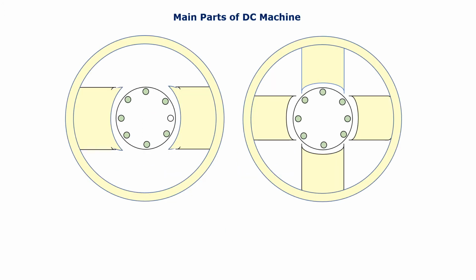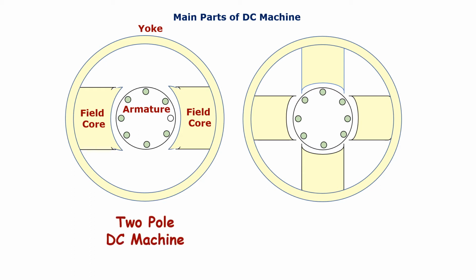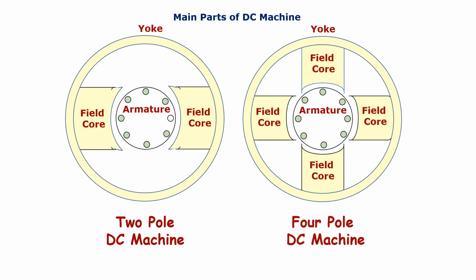Let us look into the main parts of a DC machine. In the first figure, this is the yoke. We have two field cores, armature with its conductors. This is a two-pole DC machine. In the second figure, this is the yoke. We have four field cores, armature with conductors. This is a four-pole DC machine.